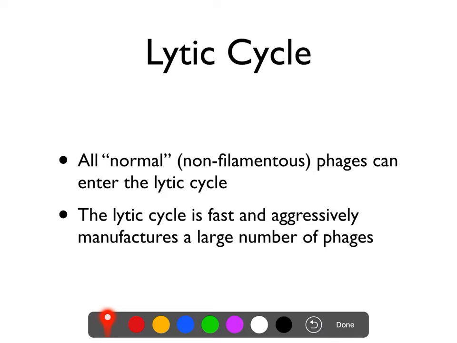So all non-filamentous viruses can do the lytic cycle. And I'm going to describe for you the steps of the lytic cycle. The lytic cycle is fast. It aggressively manufactures a large number of phages, and it spreads rapidly, sometimes too rapidly. It can actually kill off all of the bacteria in a local environment and then end up being unable to spread past that point.